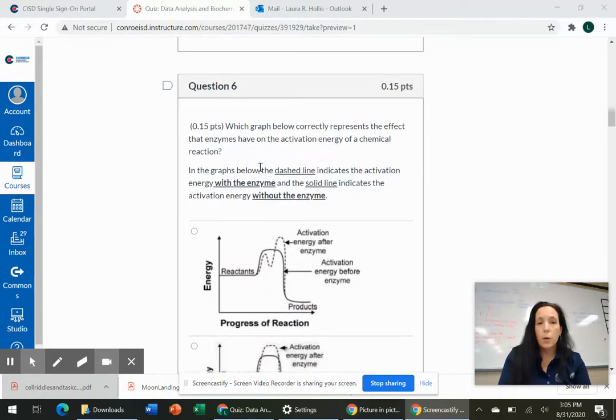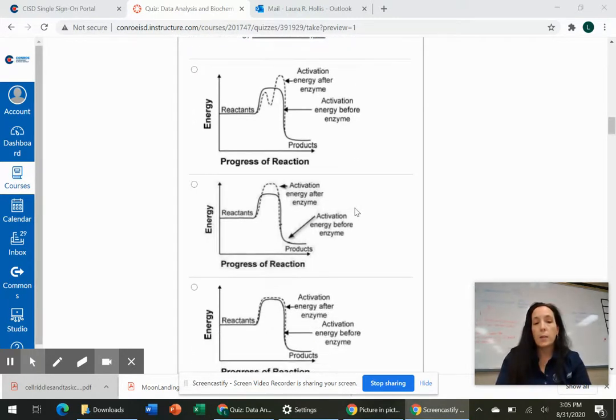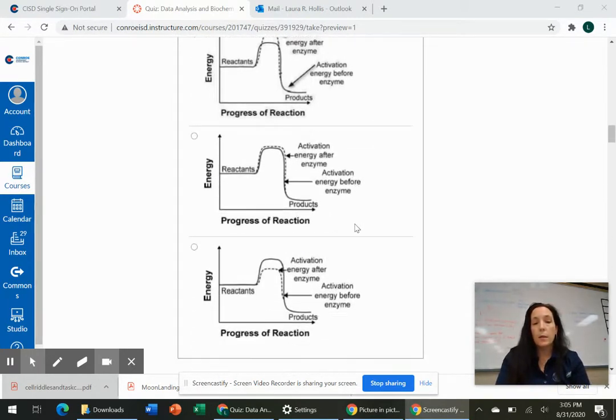Number 6, which graph below correctly represents the effect that enzymes have on the activation energy of a chemical reaction? In the graphs below, the dashed line indicates the activation energy with the enzyme, and the solid line indicates the activation energy without the enzyme. So they're just saying, what does it look like in a graph form if you have an enzyme, and the enzyme being the dashed line? We went over this in class, but you should have gotten D or the last answer.